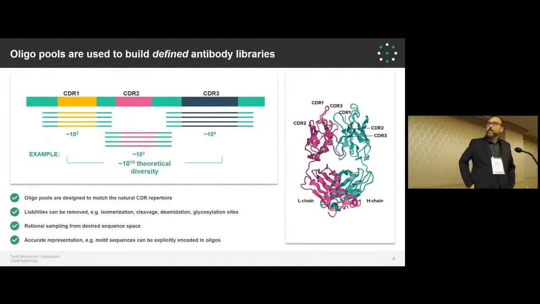I probably don't need to go into too much detail here, but this is one arm of the Y of an antibody, which will have 4 CDRs. The oligos we synthesize are designed variations of each CDR, with special emphasis on CDR3, and we remove liabilities and also design specific epitopes that bind to cryptic sites.